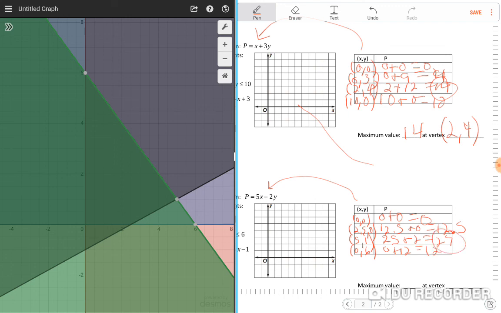So our winner is 27. 27 was our maximum value, and that occurred at a vertex at 5, 1. So that's a point 5 comma 1.